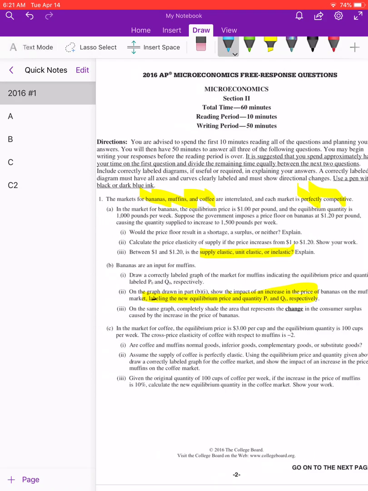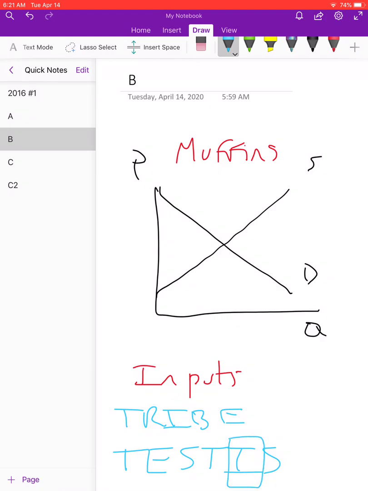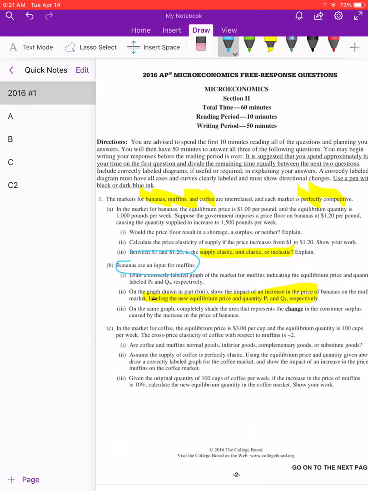Now, the pertinent thing that matters here for us is that bananas are an input for muffins. And so, if bananas are inputs, ladies and gentlemen, what that means is that this is a supply shifter. Remember, we have TRIBE, these are our shifters of demand. And then what we learned is that we have the acronym TESTES. TESTES are our shifters of supply. Inputs shift supply. Is this good or bad for muffins if the price of bananas goes up?